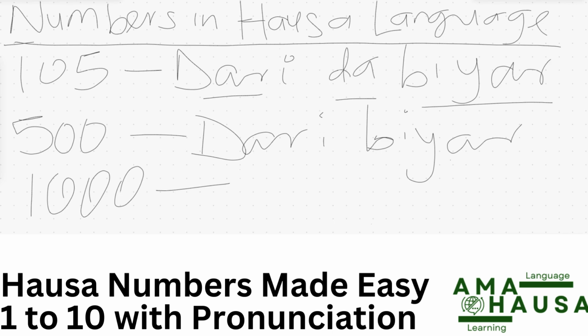Same goes for 1000. 1000 is dubu. So 1000 will be what? Dubu daya. Dubu biyu is 2000. Dubu goma is 10,000. Dubu ashirin is 20,000. 500,000 will be what? Dubu dari biyar. Dubu dari biyar is 500,000.